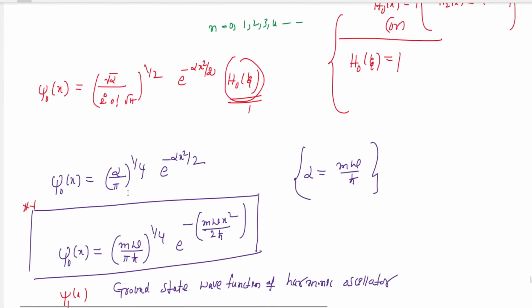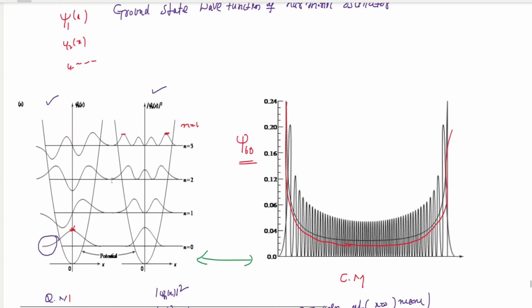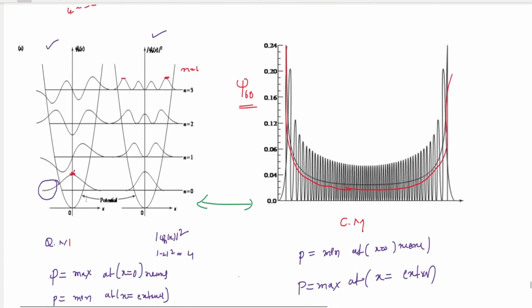So by using this equation, I'm going to conclude this topic like this. These are the energy levels. This is the first energy level, right? This is the probability density. By using these, there are three graphs here. The first graph is the probability.